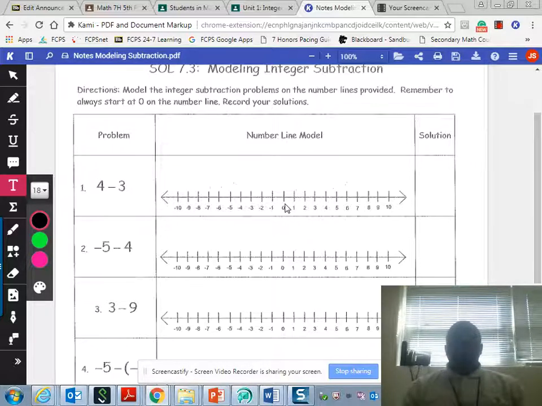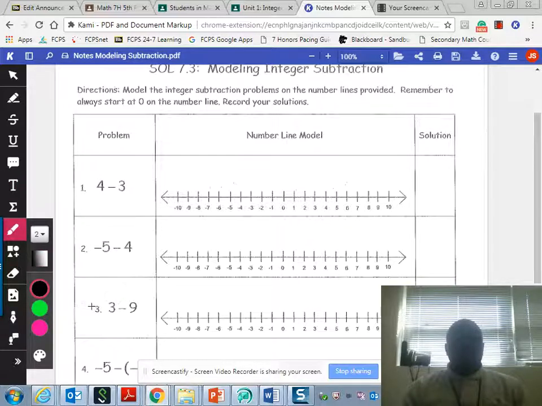When we model using a number line, remember, as we move to the right, usually that's what we do when we are adding. Since we are subtracting, we're going to be moving to the left. So I'm going to show you how to do this on a number line. Let's start out with the first one.